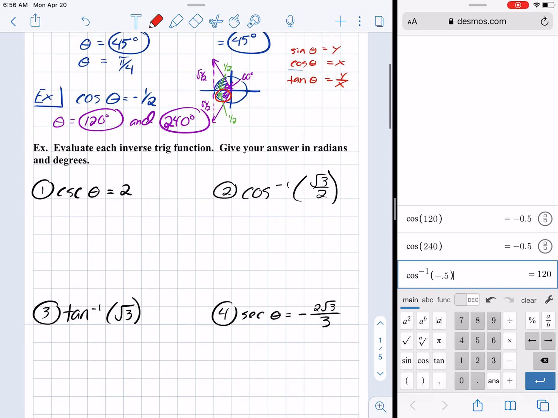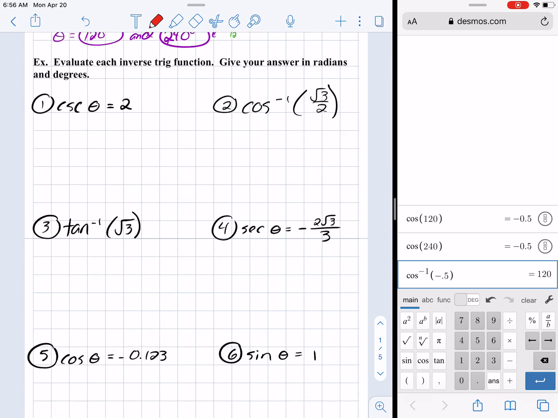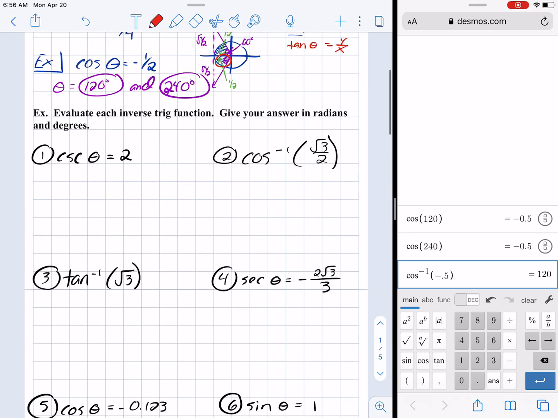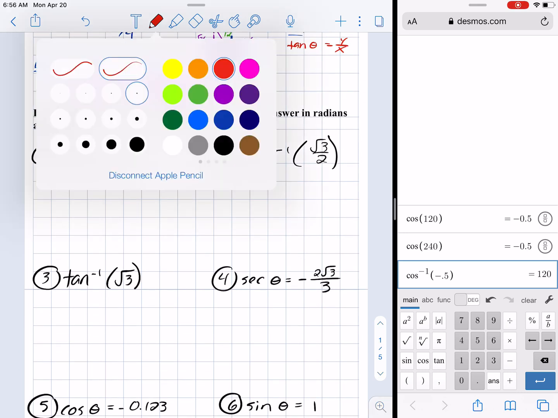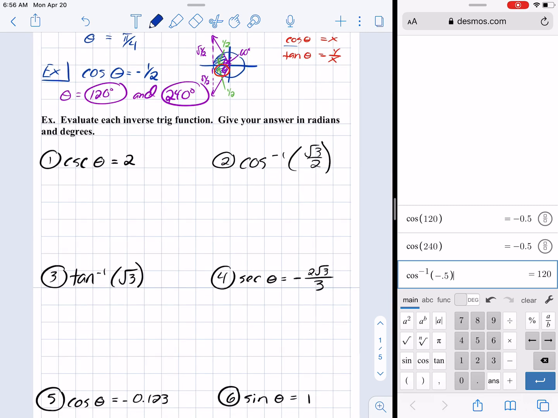Okay, let's try a couple more. Let's do numbers 1 and 3, and then I'll let you work through the rest of these. Okay, cosecant. Cosecant of theta. Remember, cosecant is the reciprocal of sine, so what this is really asking for is the sine of what angle gets us a trig ratio of 1/2.